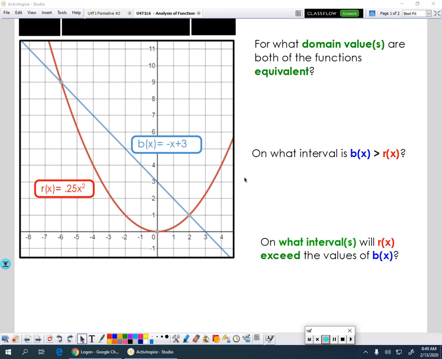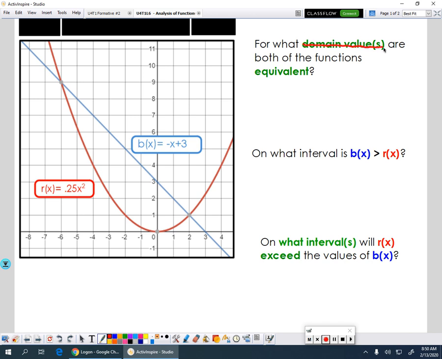This video is going to talk to you about the characteristics of functions that are graphed on the same coordinate graph. So the first thing that you need to know is when you're looking at these kinds of problems, it's really important to understand what the questions are asking you. So for this first question, it says, for what domain values are both of the functions equivalent?